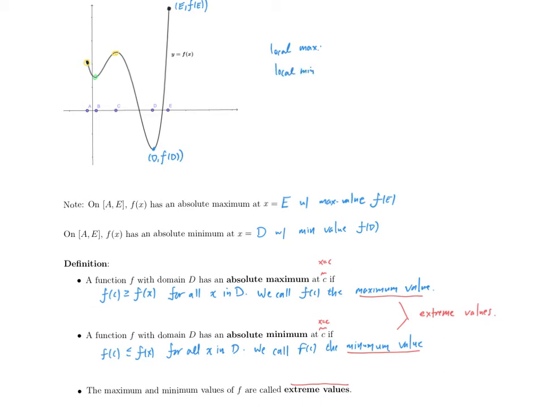So in this case, we would say that we have local maximums at x equals a, c, and e, where the function at those points has values bigger than everything surrounding it.